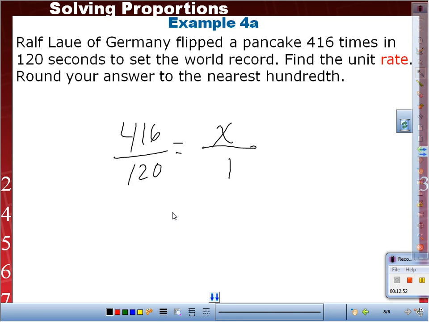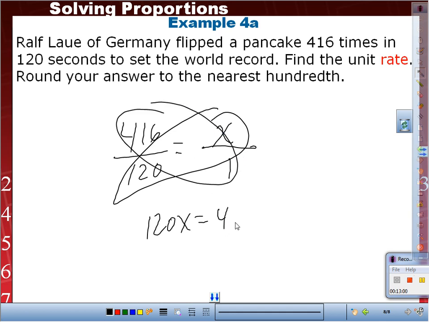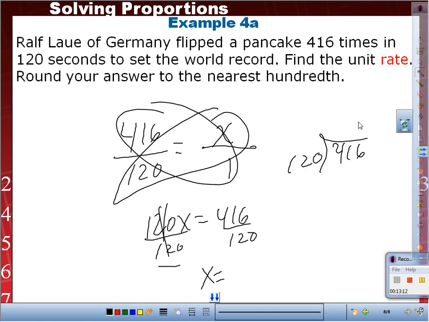You guys see the proportion now? Yes, cross multiply. This is 120x, copy this. And this is 416. Divide by 120, divide by 120. X equals 416 divided by 120. If it's in there 3 times, 360, subtract, that's 56. Add a decimal point. If it's in there 4 times, 480, subtract 80, I'll stop right there, this is 3.4.